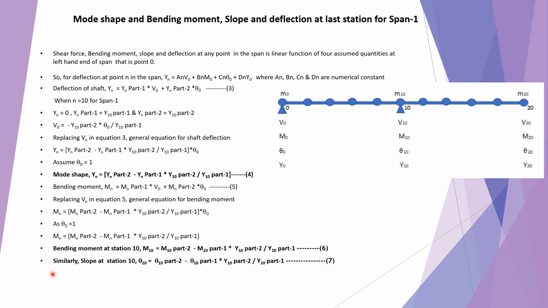Similarly, the slope at station number 10, that is theta 10, is equal to theta 10 part 2 minus theta 10 part 1 into Y10 part 2 upon Y10 part 1. This is equation number 7.